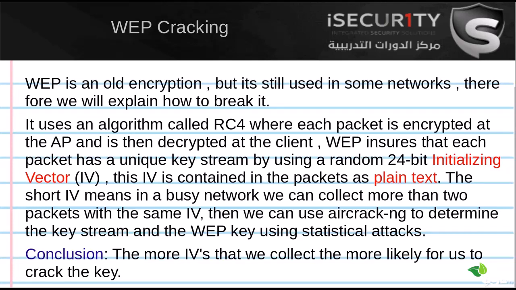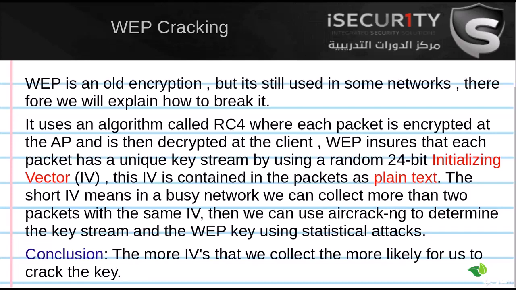So each packet that is sent into the air has a unique key stream. WEP ensures that the key stream is unique by using a 24-bit initialization vector. So the initialization vector is a random number. It's sent in each packet and it's sent in plain text. So this part is not encrypted. If you read the packet, you'll be able to read it in plain text. But the problem with the IV, or the initialization vector, is that it's very short. 24 bits is not that long.